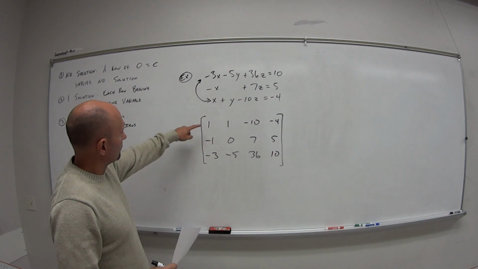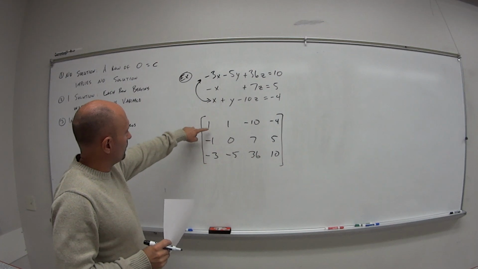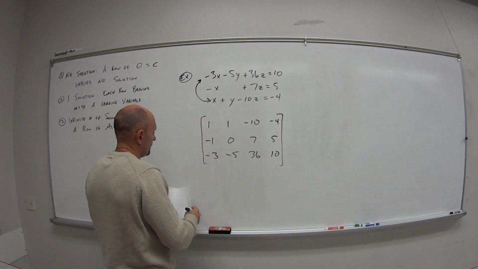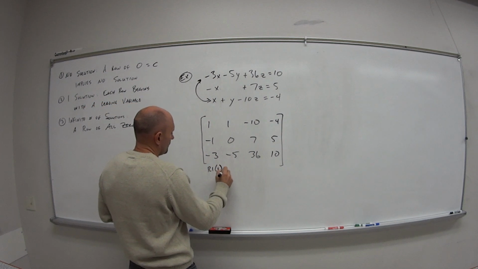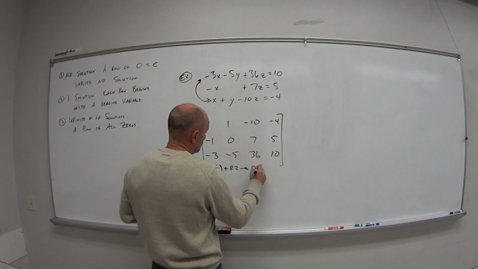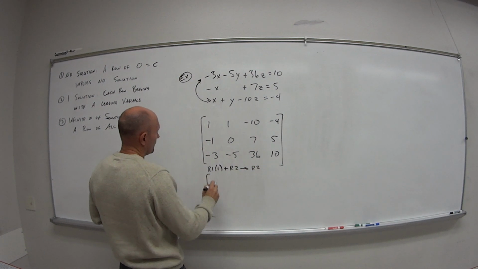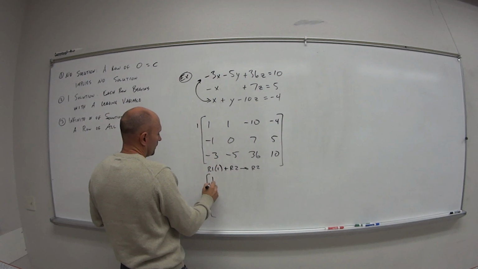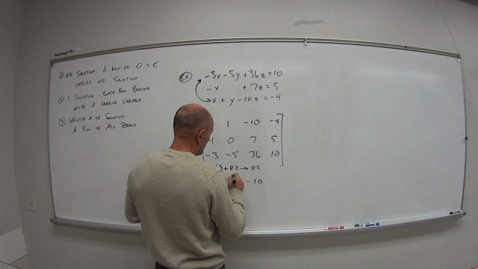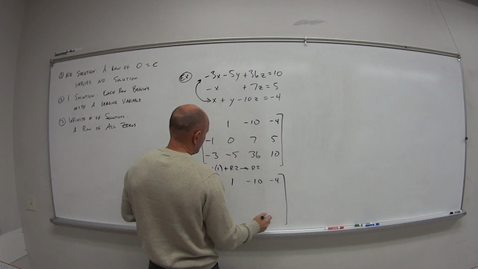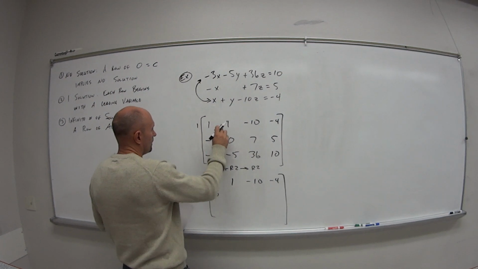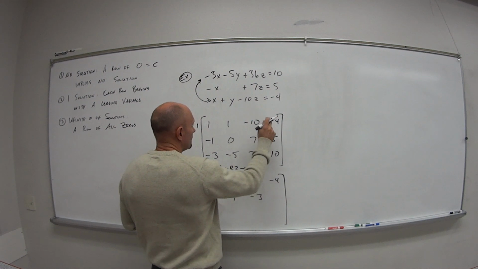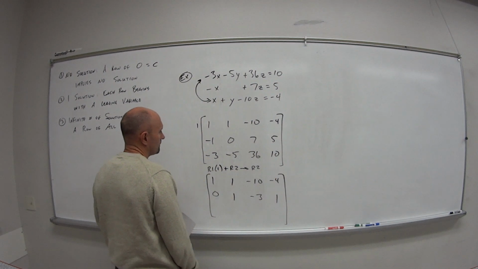So now, I want to get a 0 here, so I'm doing what? Just basically multiply this row by positive 1 and add it to it. So I have row 1 times 1 plus row 2 gives me a new row 2. So essentially I'm just adding the 2 rows, right? So 1 minus 1, oh, let me rewrite this, sorry. 1, negative 1, 1, 1, negative 10, negative 4. So 1 minus 1, 0. 1 plus 0, 1. Negative 10 plus 7, negative 3. Negative 4 plus 5 is 1.